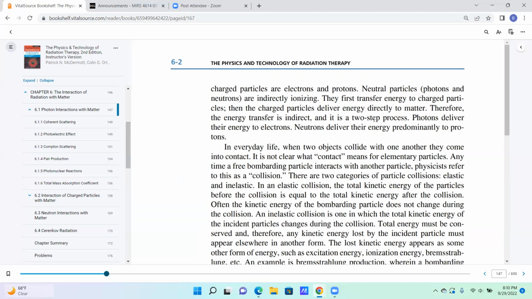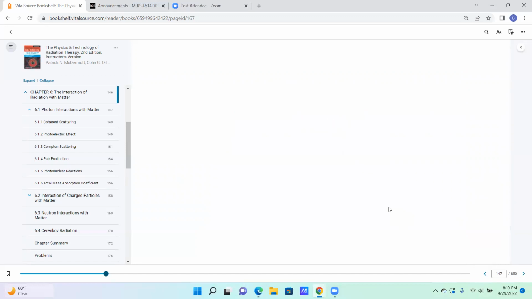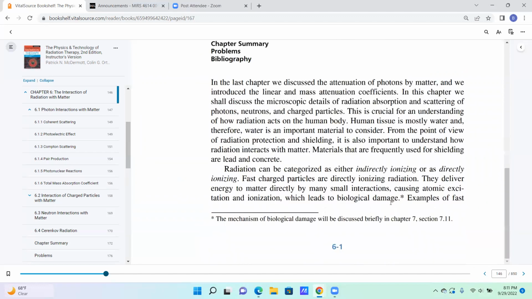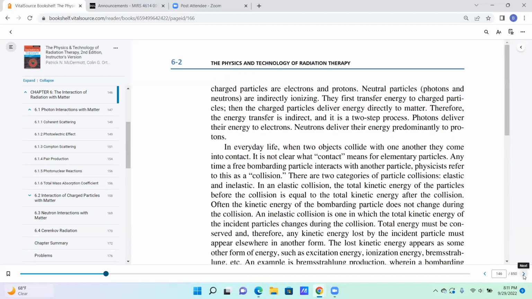Therefore, the energy transfer is going to be indirect, and it's a two-step process. So in other words, if you are looking at electrons and protons, you are looking at how they deliver energy into matter, causing atomic excitation and ionization. Whereas the neutral particles here are indirect. They are going to transfer energy to the charged particle, and then the particle delivers the energy into the matter.